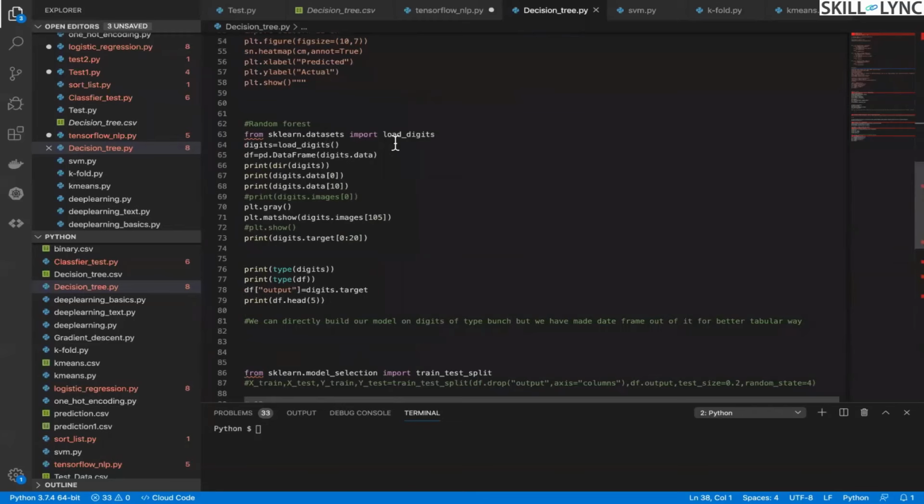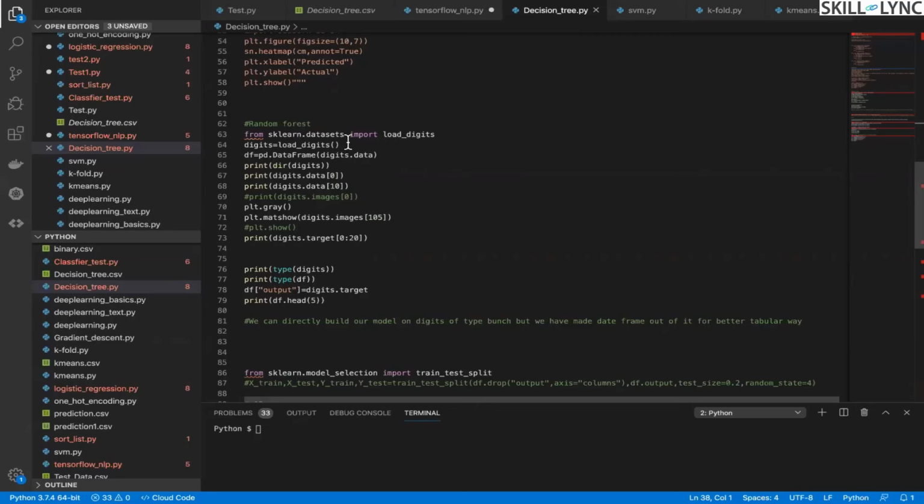I have imported one data set directly from the Skill-Lync library. So Skill-Lync library has a lot of machine learning libraries. As I told, Skill-Lync is a core of machine learning, which has all the libraries of machine learning. It also has different data sets. So for that reason, I have directly imported one of the data sets from the Skill-Lync itself.